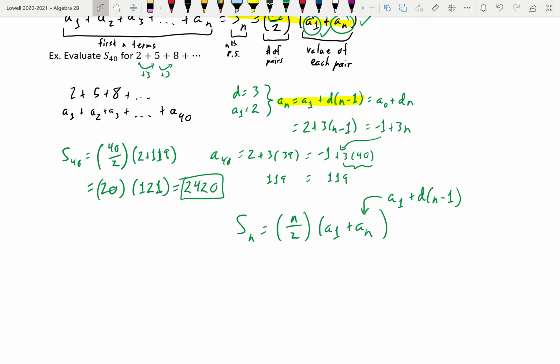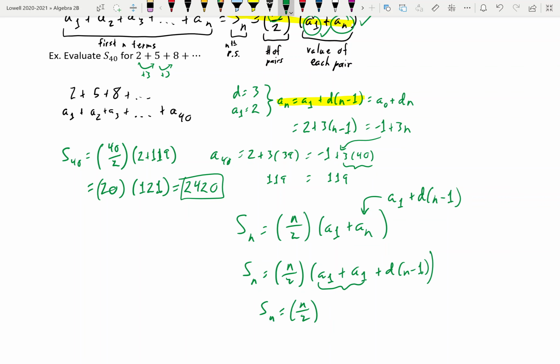Okay, and if I just do a little substituting here, we'll see this. A1 plus A1 again plus D times n minus 1. And if we collect our like terms here, this is just going to come out as n over 2 times 2 times A1 plus D times n minus 1. And this is an alternate formula that you might see in some places.